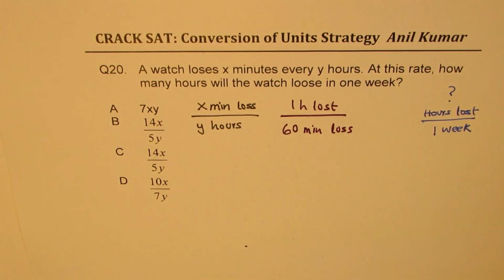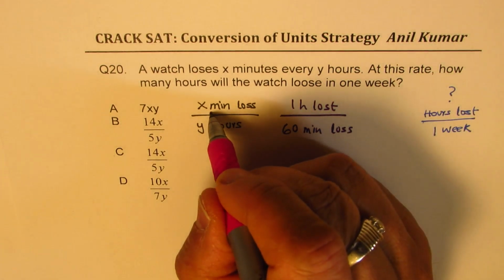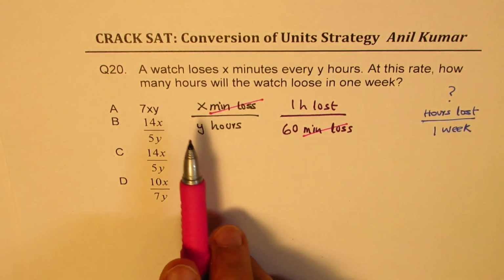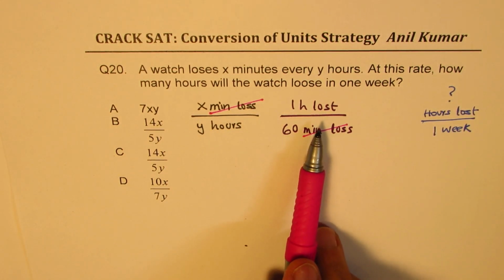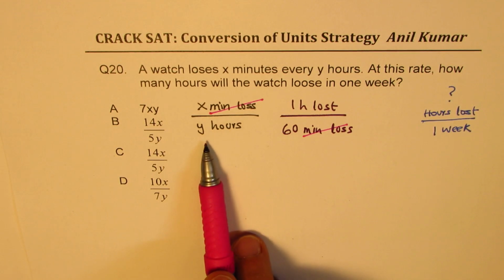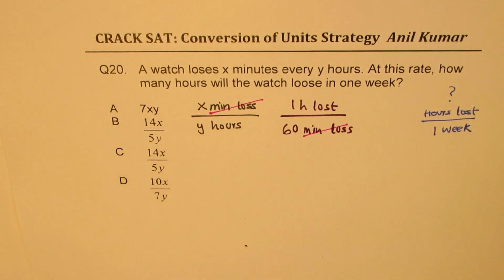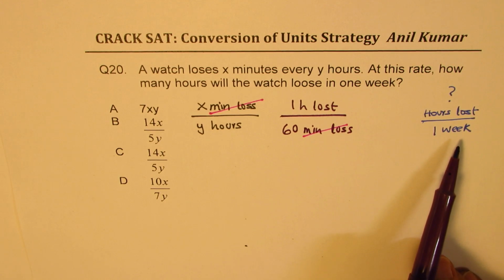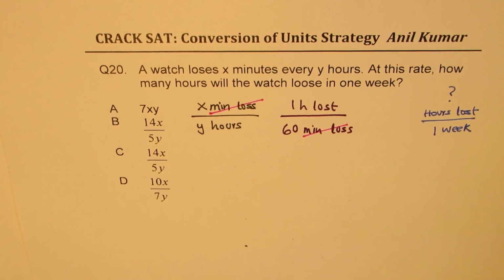Do you see how I'm doing it? So we are going in steps to understand. As soon as you do it, this unit, minutes lost, gets cancelled, and you get your solution in hours lost in Y hours. Do you see that? Hours lost in Y hours. But what do we need? We do not need Y hours. We need 1 week here, right? So how do I get 1 week?